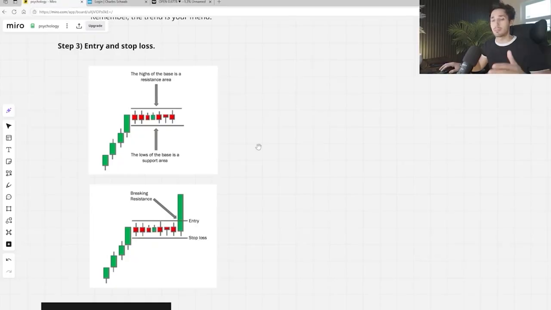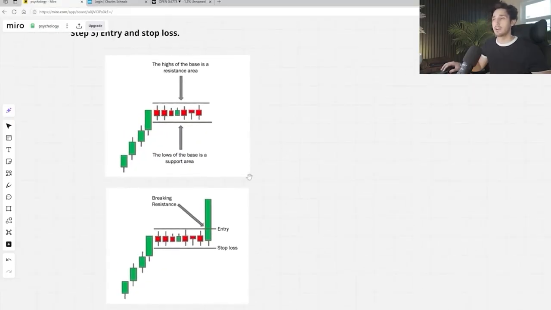So with this breakout setup, you're going to know exactly where you're going to enter and where you're going to be placing your stop loss. The theory behind the entry and stop loss is, as the stock is basing and consolidating, you could think of the top of the base as a resistance area. It retests the top of the range and it retests the bottom of the range. So the top of the range is going to act as a resistance area within this consolidation, and the lows of the base are going to act as a support area.